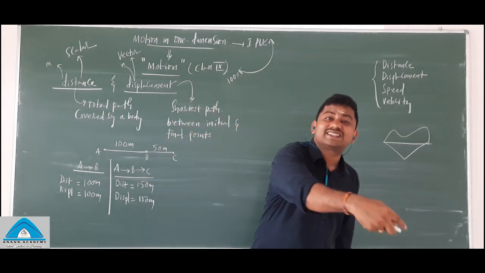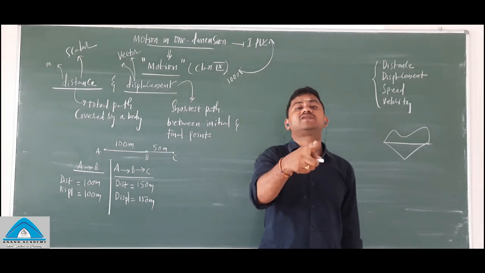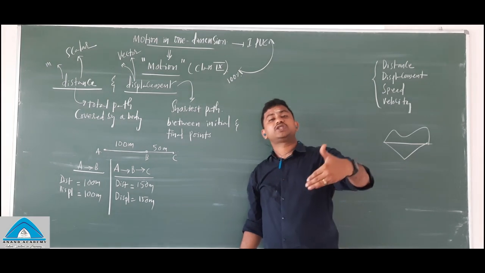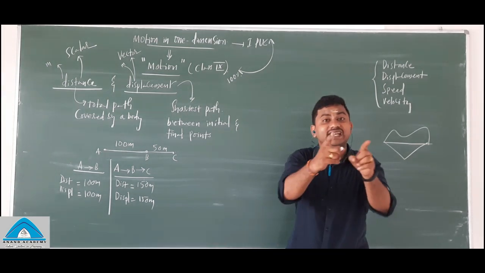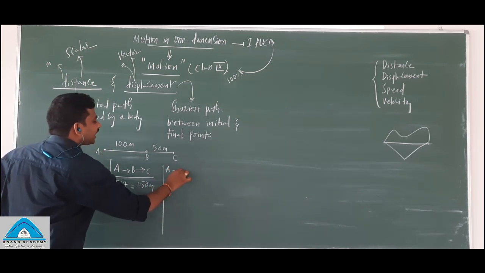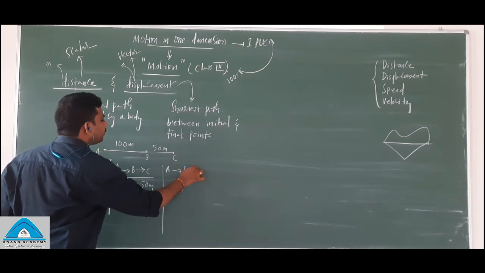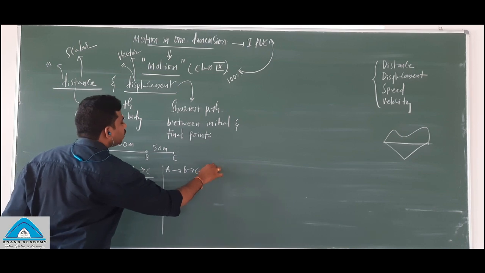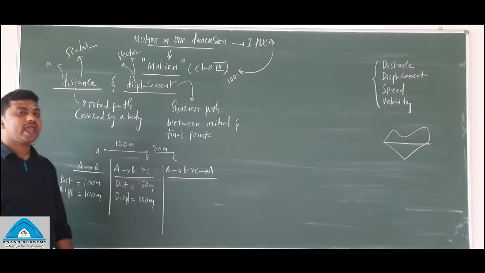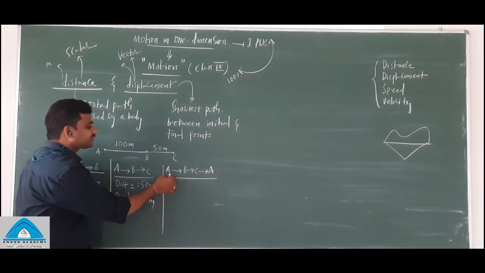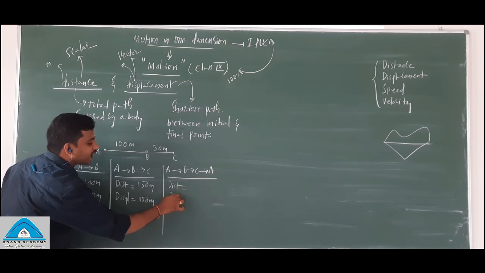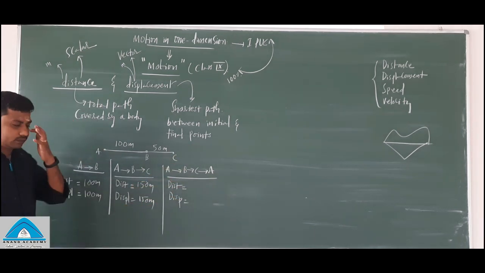Once the body starts turning back, the distance value will be more, displacement will be less. How is it possible? We will be discussing in the third case. So what is our third case? You can see the body is starting from A to B, B to C, and C to A back. Understand? C to A back. Right. Let's find the distance and displacement here.